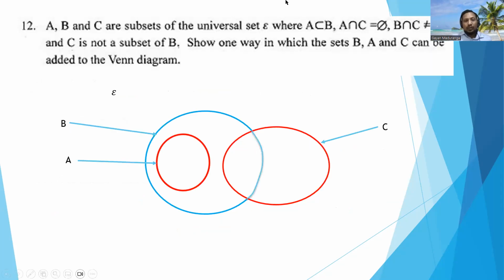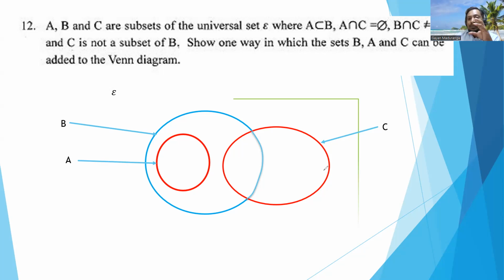Question number 11. A, B, C are subsets of the universal set, right? A is a subset of B. So A should lie inside B. A intersection C is empty, so they are not intersecting each other. Nothing common. And B intersection C is not empty. So that means there are some items in B intersection C.